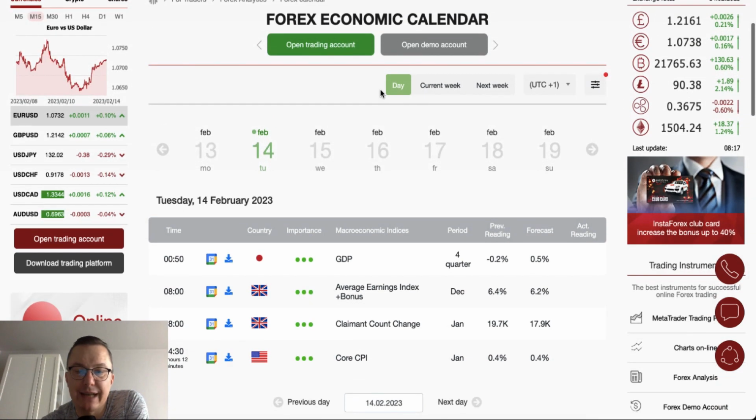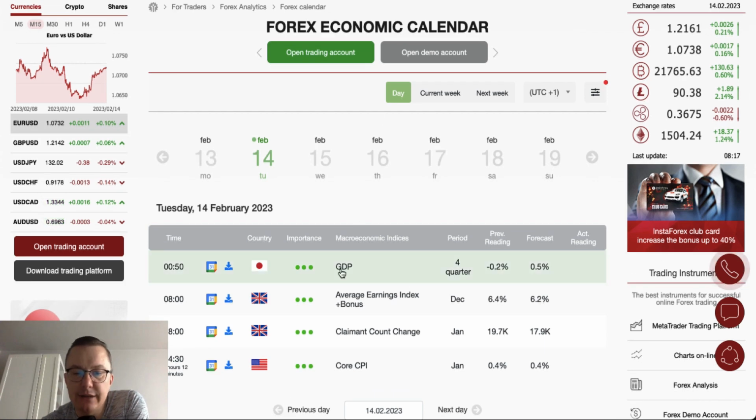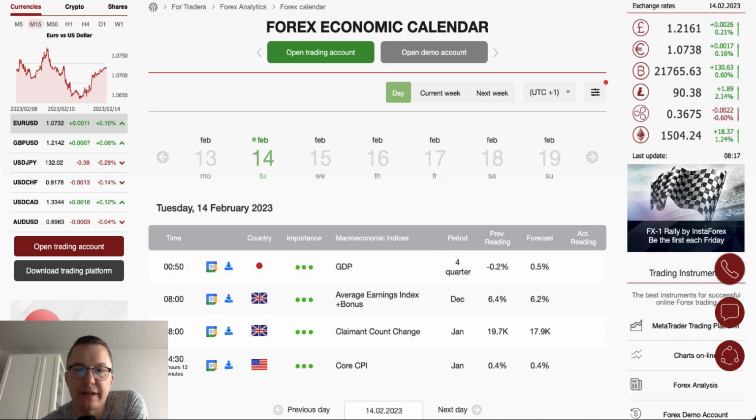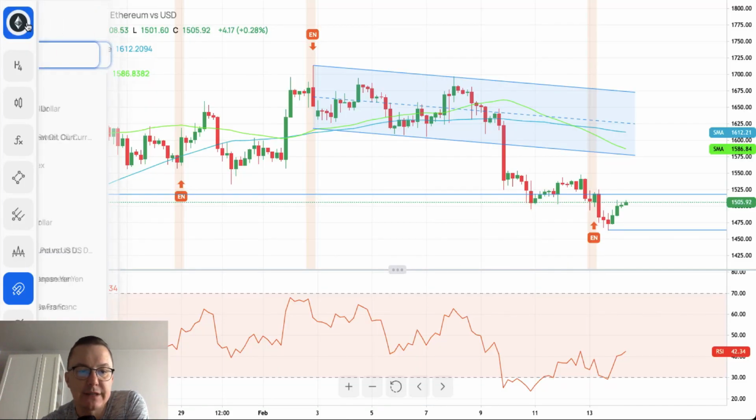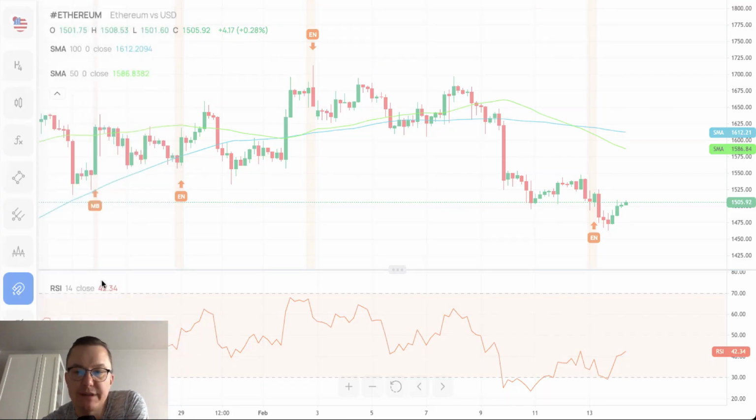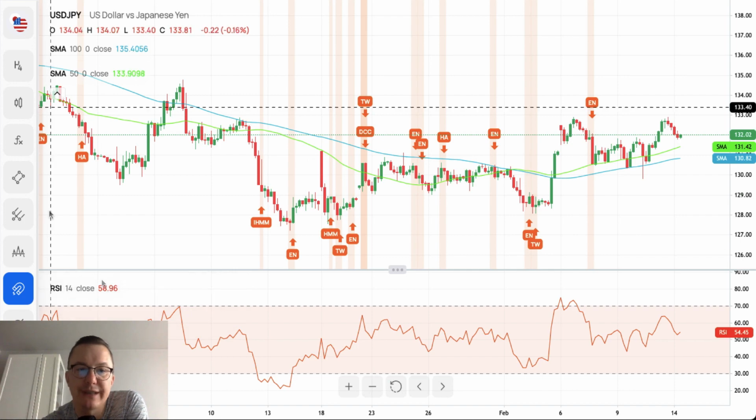This is the Forex calendar. Now let's take a look at the US dollar to the Japanese yen to see how the GDP from Japan affected the market rates. So let's go to the US dollar to the Japanese yen and see what is going on here. This is a 4-hour chart.